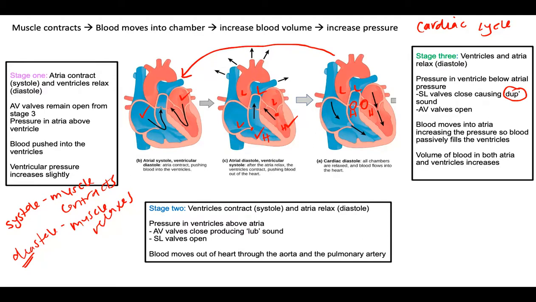Because there's higher pressure in the atria, the AV valves open, and blood will move into the atria from the pulmonary vein and through the vena cava. Now, the AV valves are open, so blood will naturally move in from your atria to your ventricles, and this is just passively down a pressure gradient. This occurs until the volume of blood in both the atria and the ventricles increases, and then the cardiac cycle will happen again to force the blood through the chambers and then out of the heart.